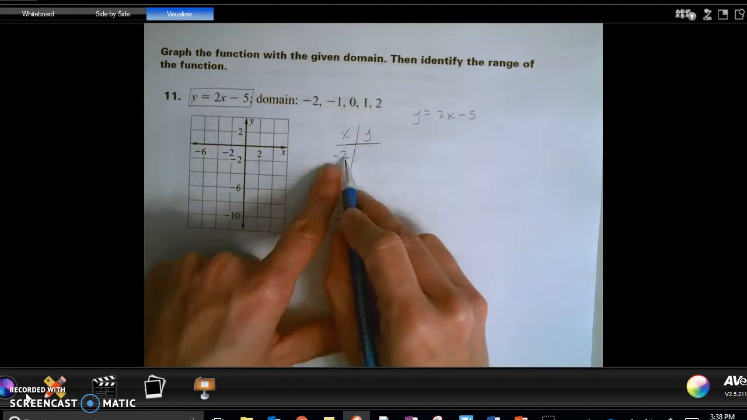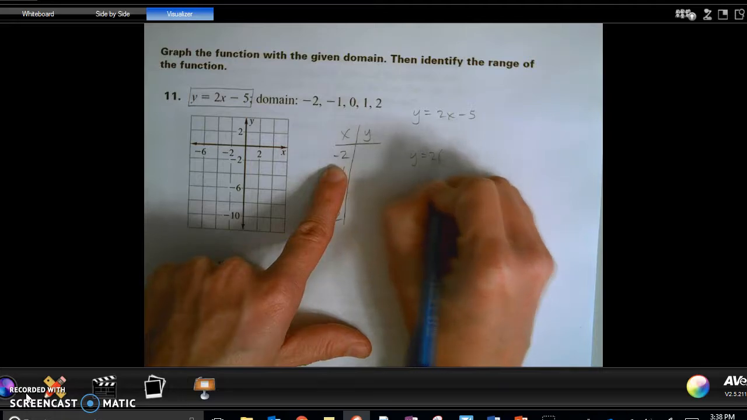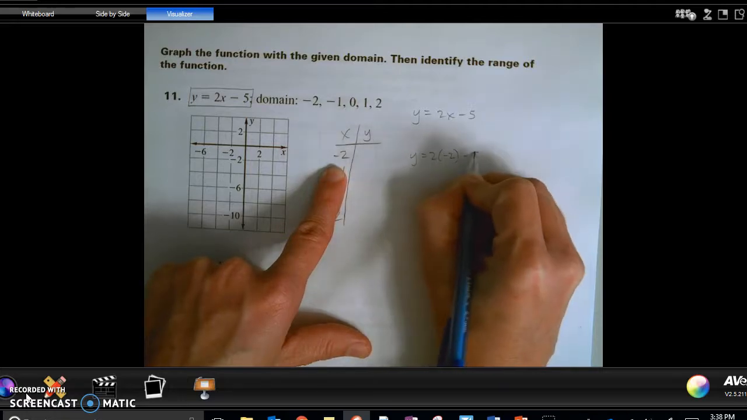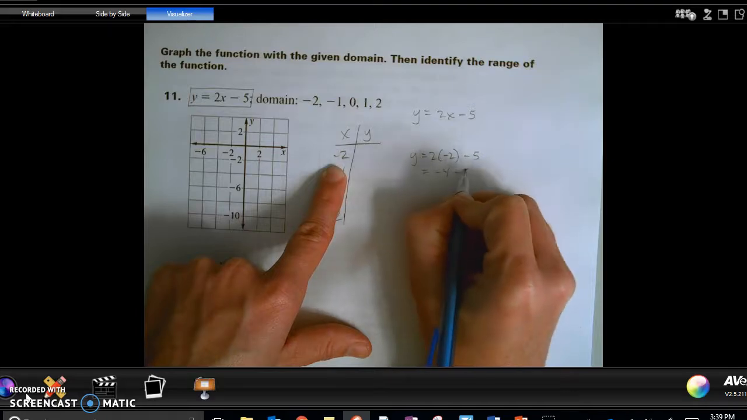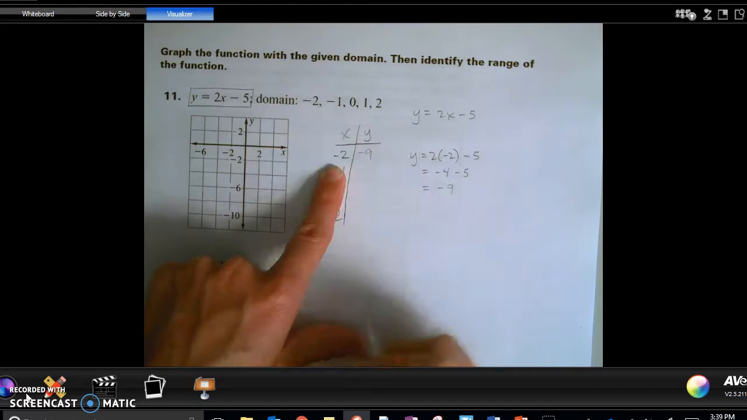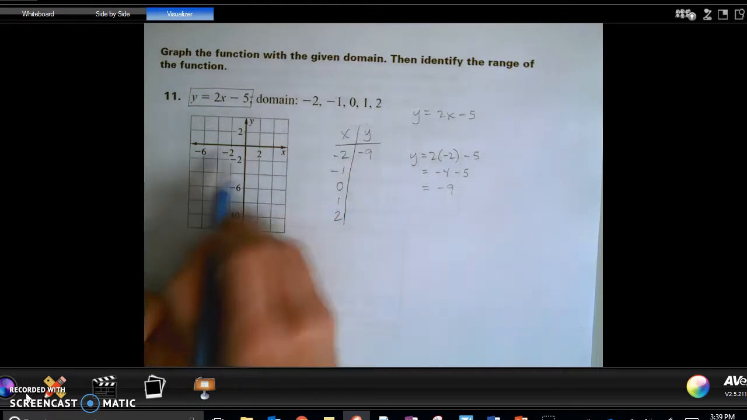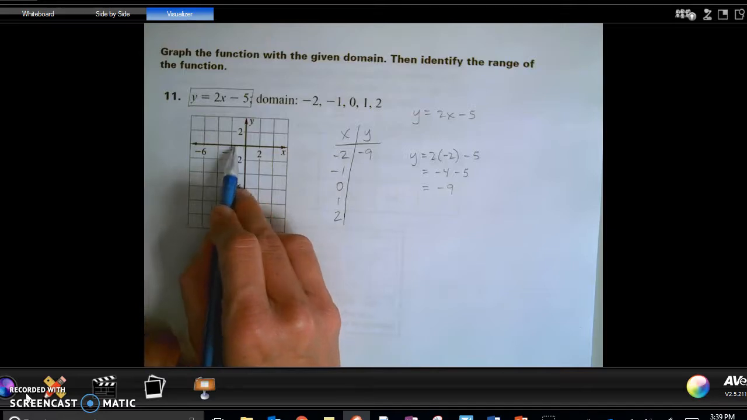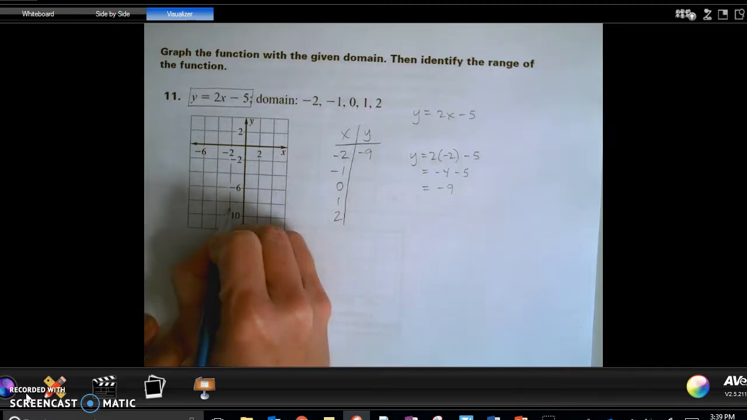So I'm going to start by substituting -2 in for x. So that will be 2 times -2 minus 5. 2 times -2 is -4, and -4 minus 5 is -9. So that's the first point that I will plot on my graph. Starting at the origin and paying attention to my scale, I'm going to go left 2 and down 2, 4, 6, 8, 9.